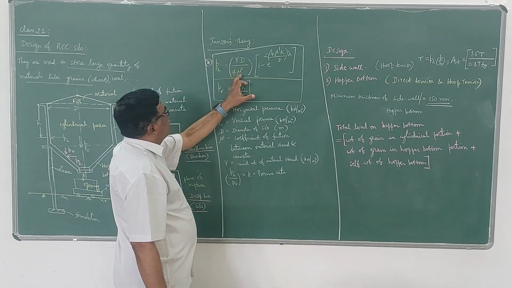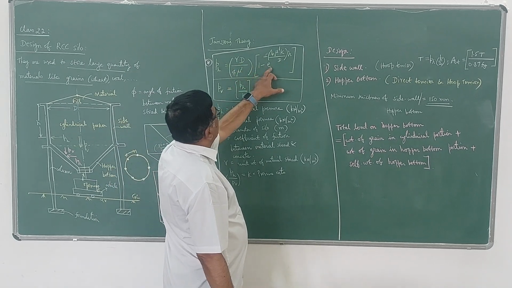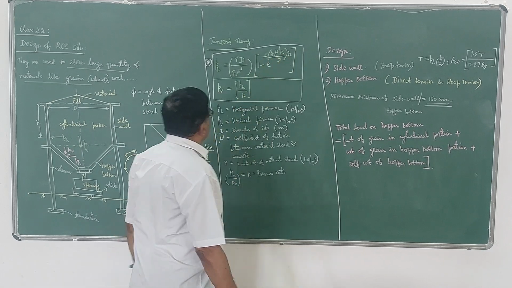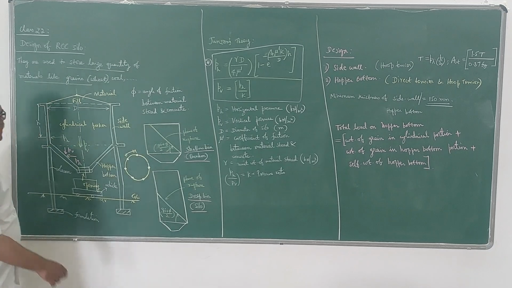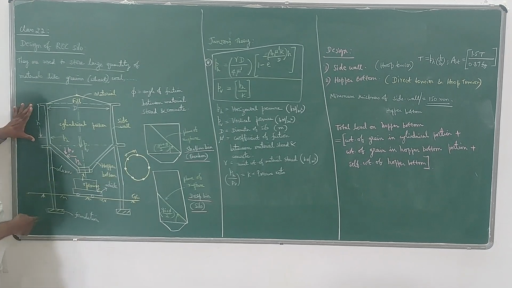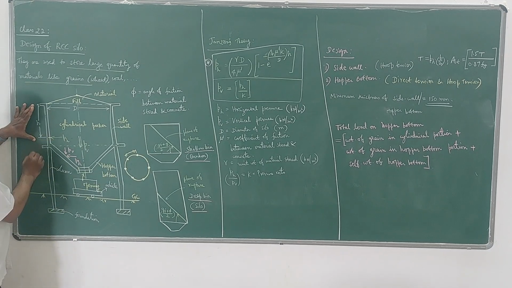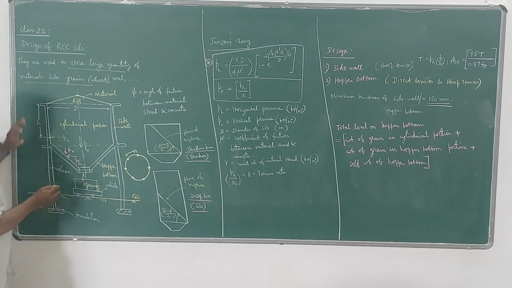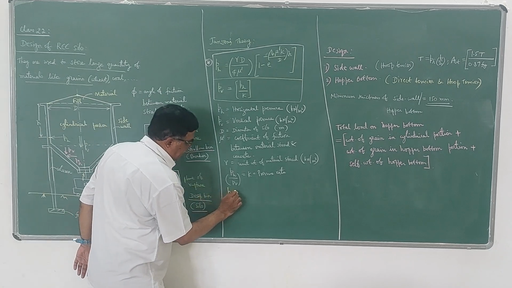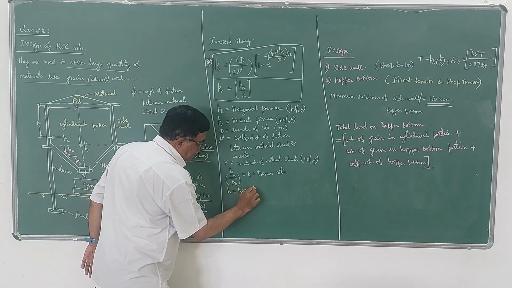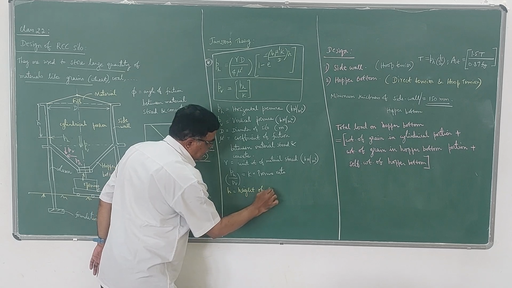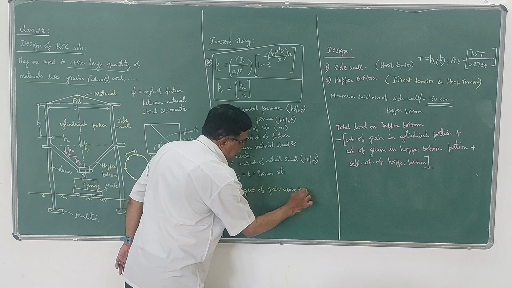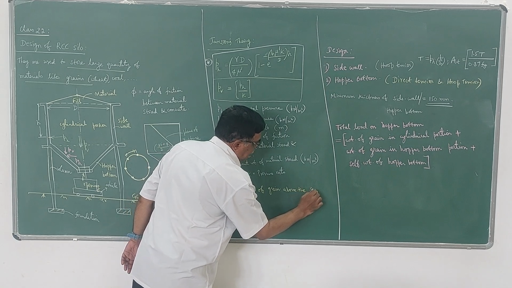pH equals gamma d by 4 mu naught mu dash into 1 minus e to the power of minus 4 mu dash k by d into h. That h is the height you see here. Suppose if you want the pH value here, this is the height we have to take. If you want the pH value here, this is the height. So h is nothing but the height of grain above the section under consideration.